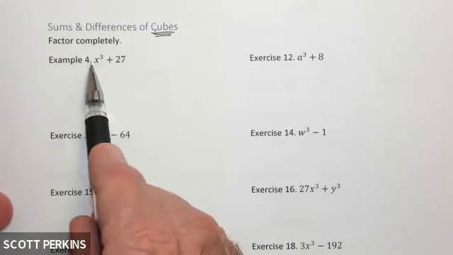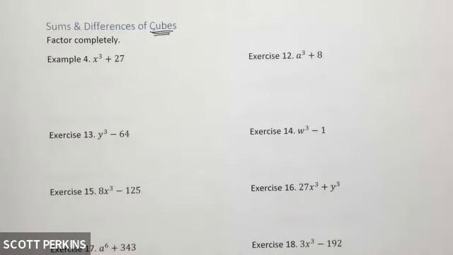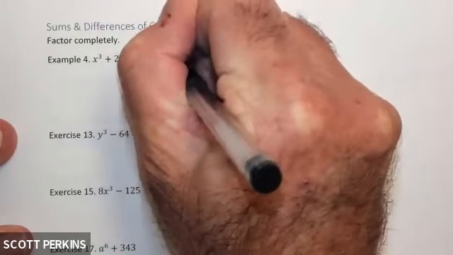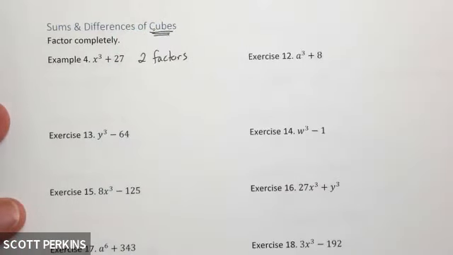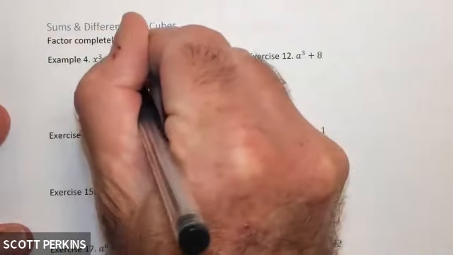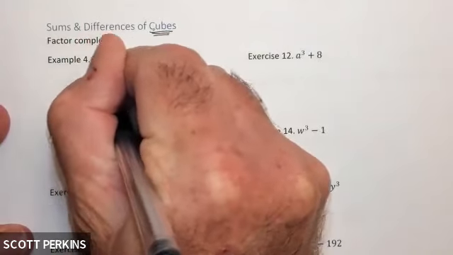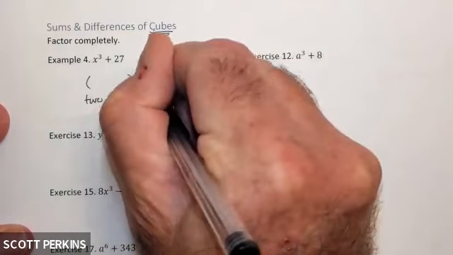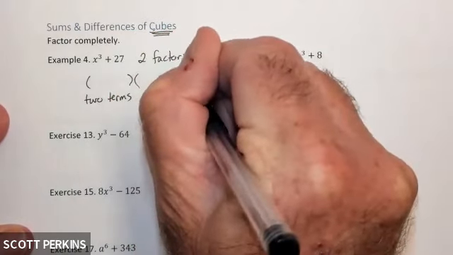Okay, so here's x cubed plus 27. It is a sum of cubes, so I am going to factor this. Now, here's the thing. When you factor a sum or a difference of cubes, you are always going to get 2 factors. Every time. The first factor is going to have 2 terms. And the second factor is going to have 3 terms. Every time.